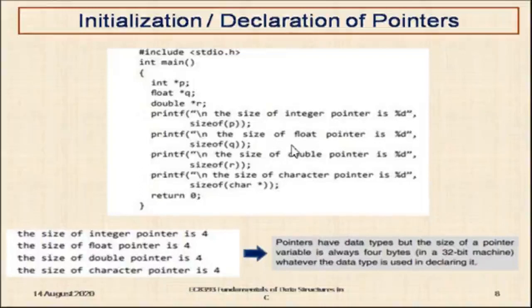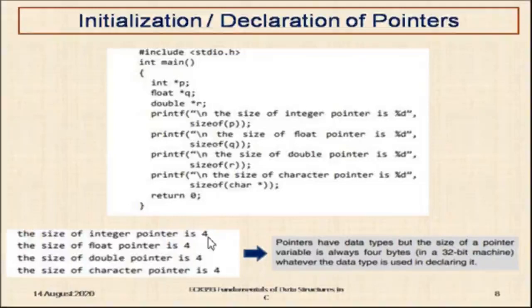There is another point we have to note down. See here, int star p, float star q, double star r. The size of an integer pointer is... we have already seen in the previous unit the sizeof operator. The sizeof operator will provide you the size of the variable or data type. The size of p: p is the integer type pointer. Size of p is 4.